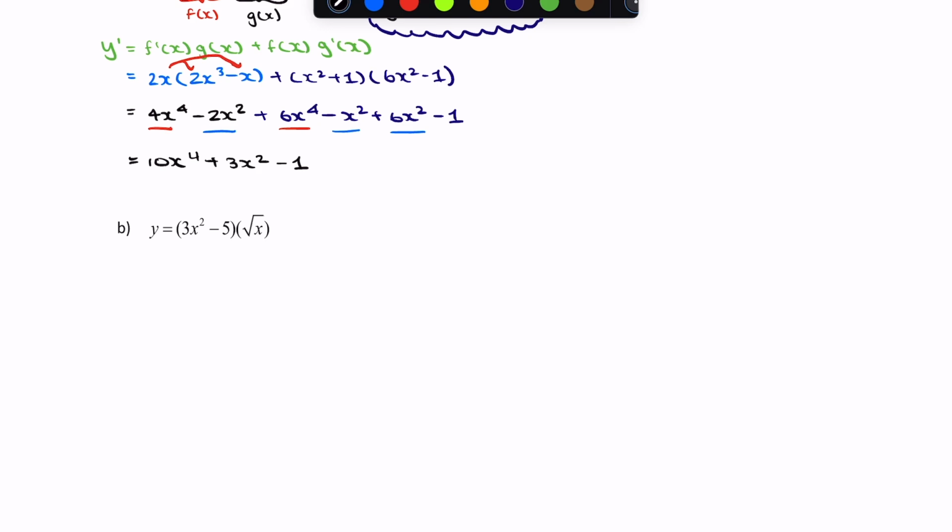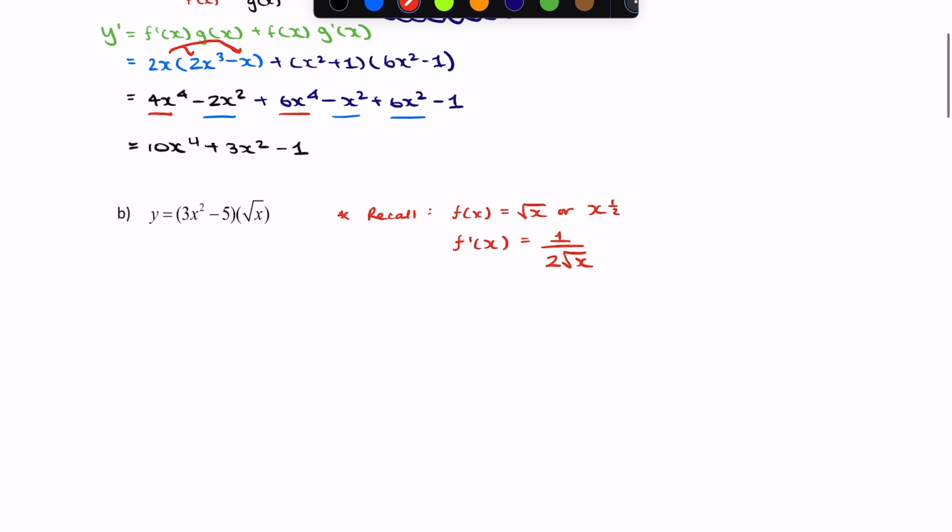Okay, so let's look at this next one here. So again, we have y is equal to 3x squared minus 5 multiplied by square root x. Just a note here, remember square root x. So if f of x is equal to square root x, or x to the power of 1 over 2, if you remember, f prime of x will be equal to 1 over 2 square root x. So just something to remember here as we work through this problem.